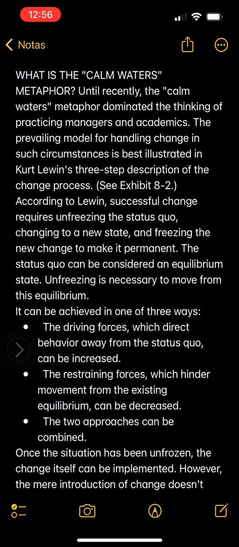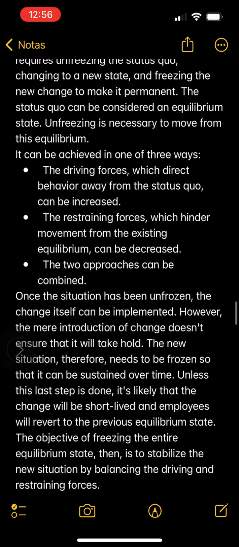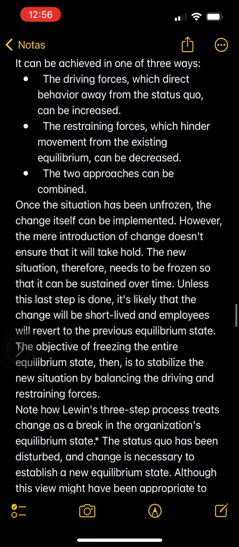The status quo can be considered an equilibrium state. Unfreezing is necessary to move from this equilibrium. It can be achieved in one of three ways. The driving forces, which direct behavior away from the status quo, can be increased. The restraining forces, which hinder movement from the existing equilibrium, can be decreased. The two approaches can be combined.